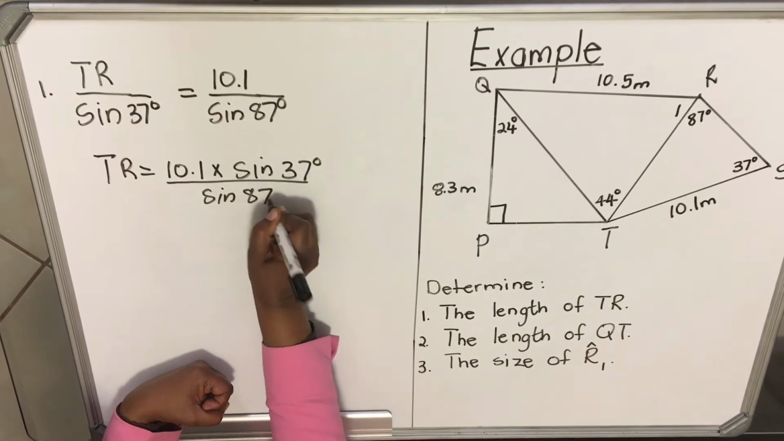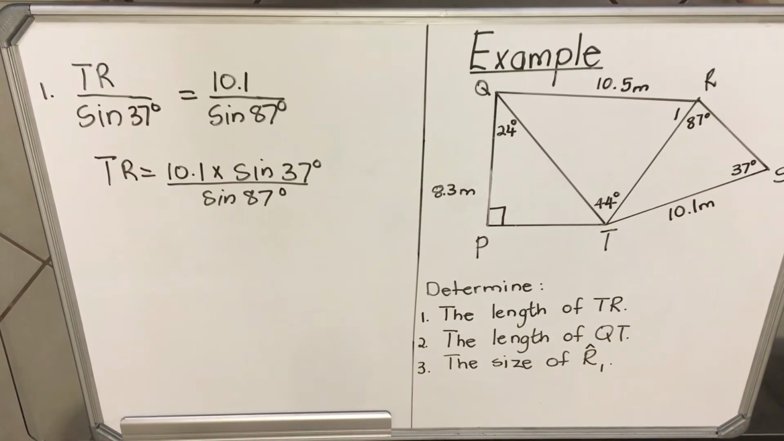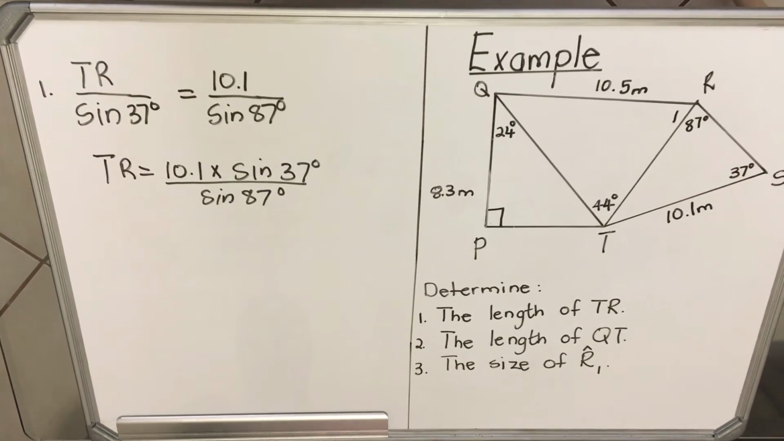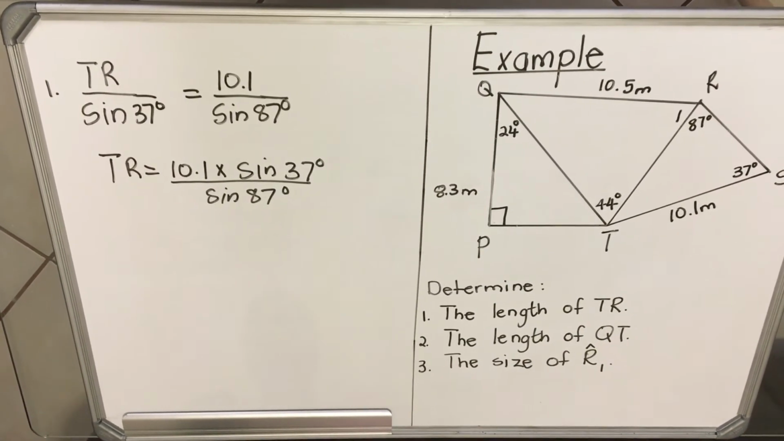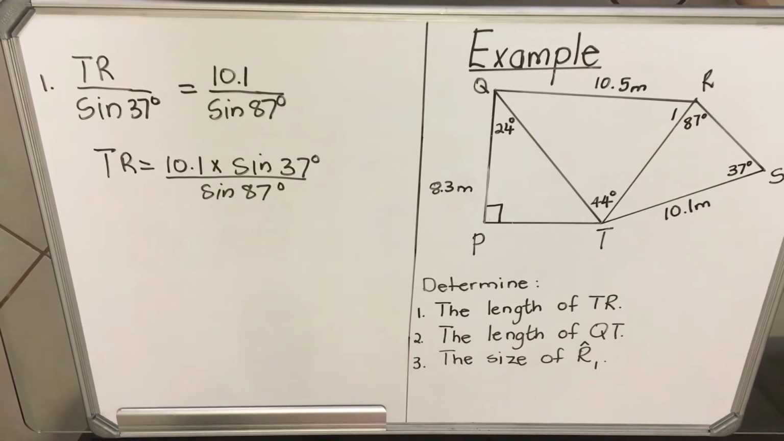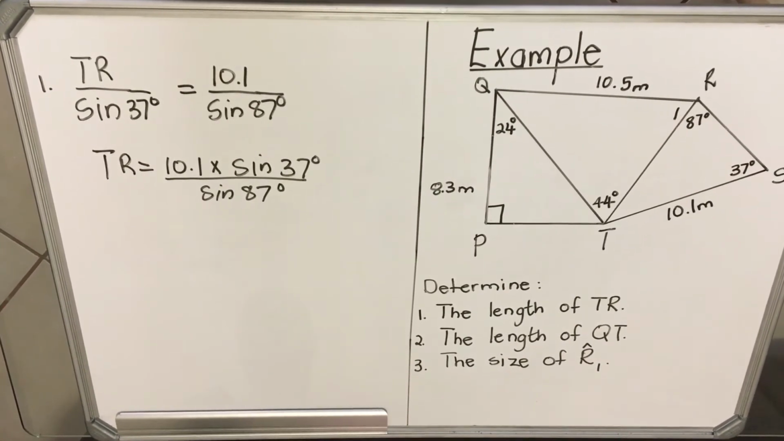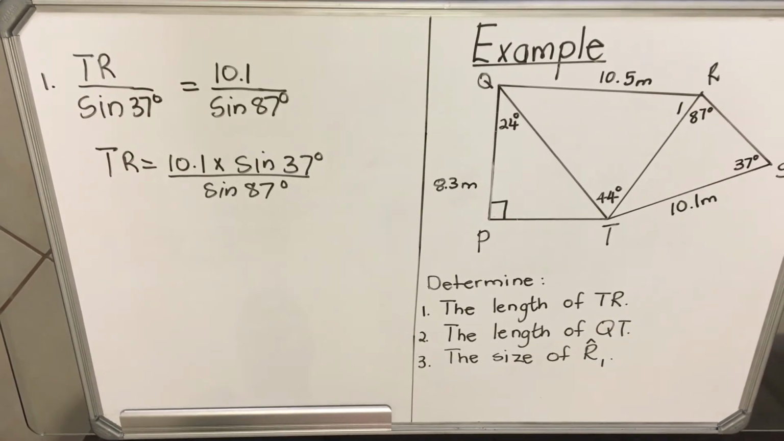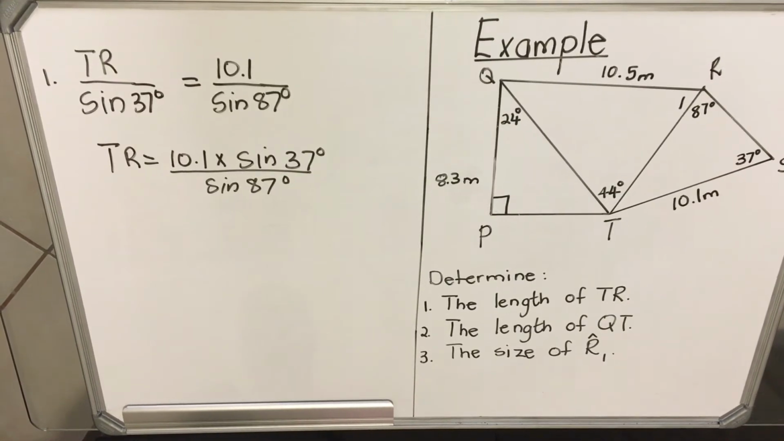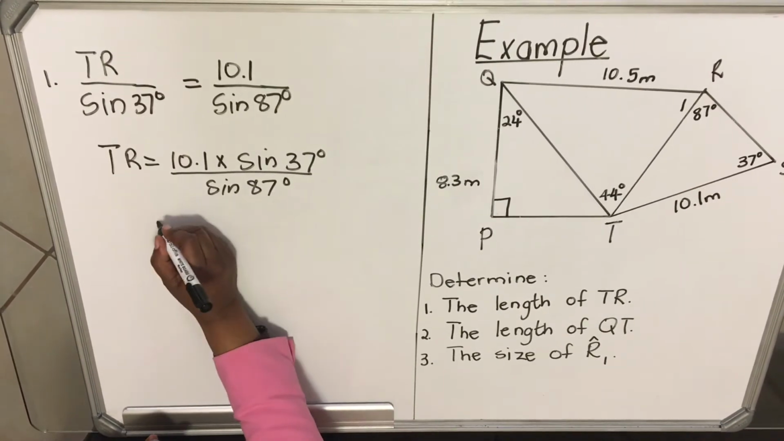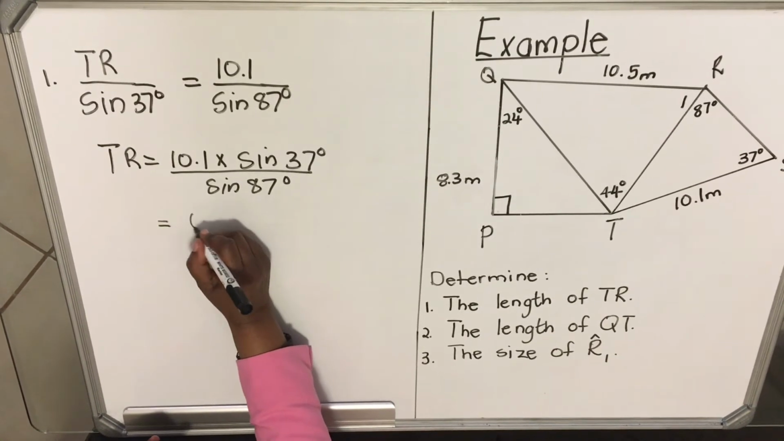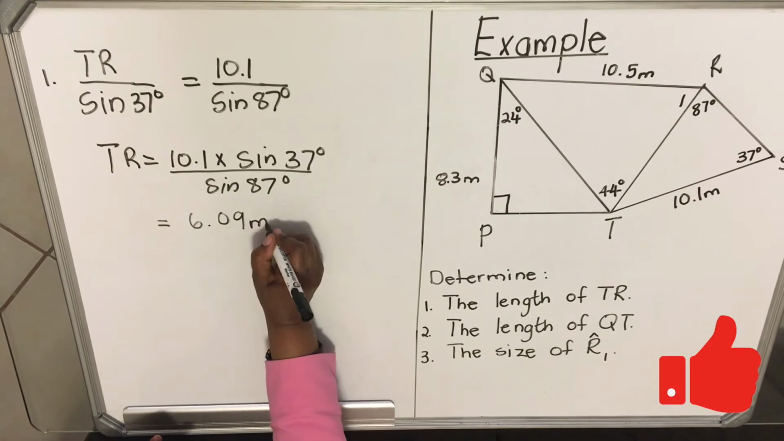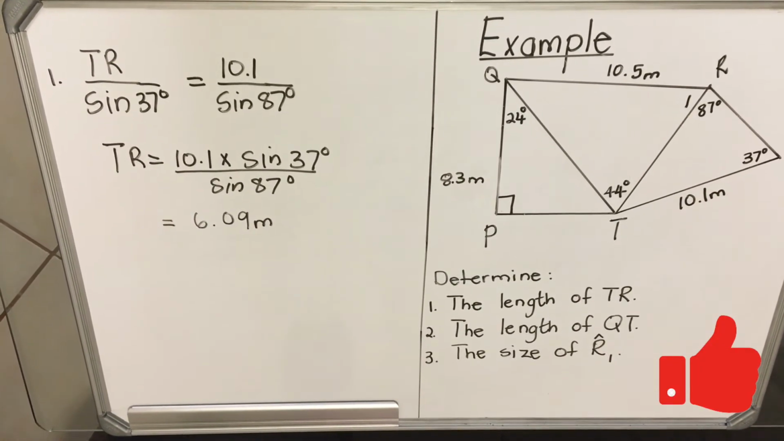Then you take your calculator, you punch everything, go fraction, 10.1 sine 37. You have to close the bracket. If you don't close the bracket, it gives you maths error. Then sine 87, then close the bracket again, equals to, then you get your answer to be 6,09 meters. Okay, this is how we find the first one.